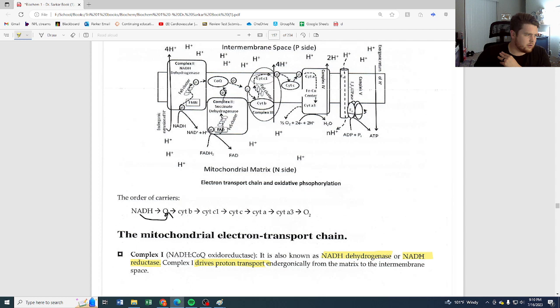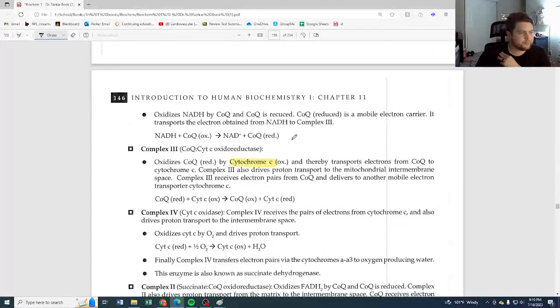Let's see, we'll break this down. We're kind of skipping these 2 steps and going straight to over here, but we'll break this down a little bit better and talk about these, because these are part of complex 3. So complex 3's job is to transport the electrons from coenzyme Q to the cytochrome C. Complex 3 also drives proton transport to the mitochondrial intermembrane space, and complex 3 receives electron pairs from CoQ and delivers to another mobile electron transporter, cytochrome C.